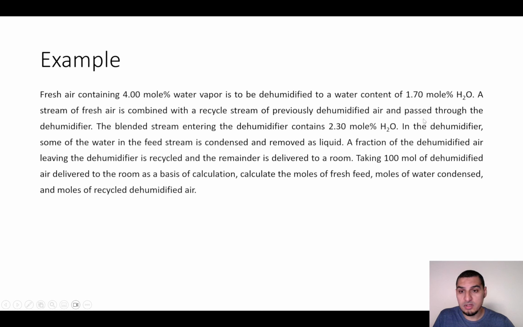passed through the dehumidifier. So one thing that we have to keep in mind in cases of flow sheets including recycled streams is that you have to deal with information from the far end of the process to deal with this information in the beginning of the process. So for now you don't have to know exactly where this stream is coming from. You just know that there is a recycled stream that comes from the front, and it's mixed with the fresh air that is coming from the very beginning of the process.